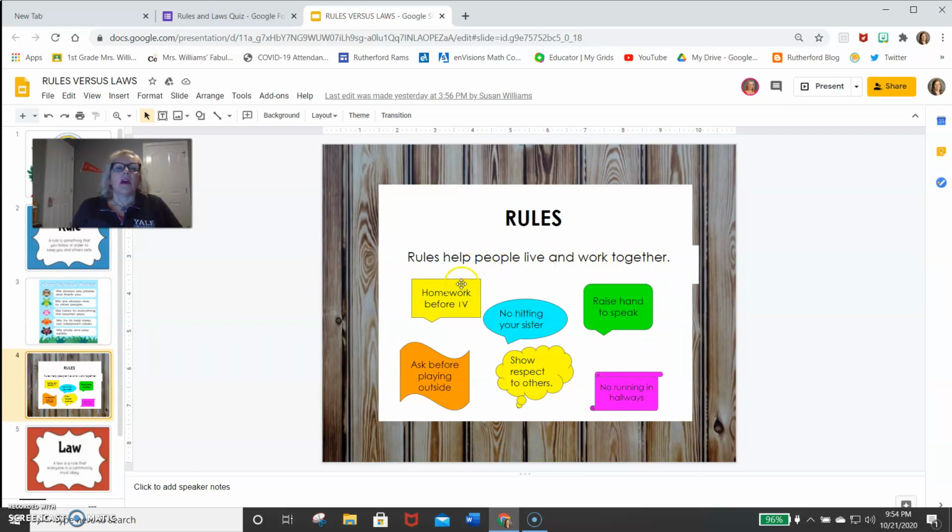So at home, you might have the rule homework before TV. That's the rule. Or no hitting your sister. Raise your hand to speak would be something more you'd have in the classroom. No running in the hallways so that we don't knock over a classmate or get hurt ourselves. Show respect to others. That means when they're talking, listen to them. And if you see them carrying a bunch of heavy objects in from the grocery, you might offer to hold the door by showing respect for them. Ask before playing outside at home. You might have that kind of a rule. So those are the things you're probably used to having.